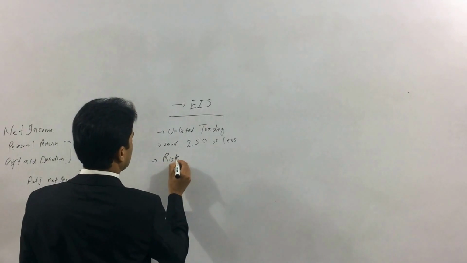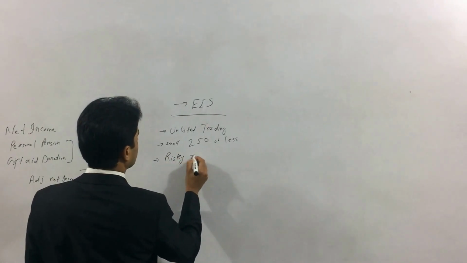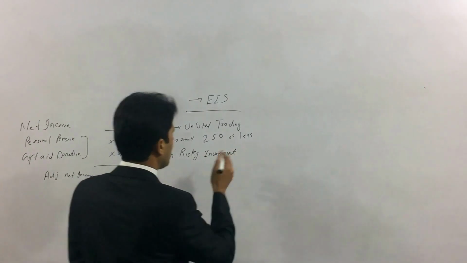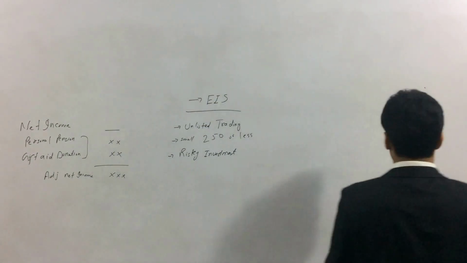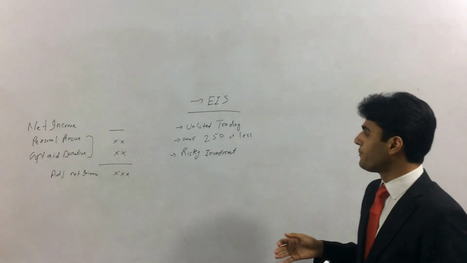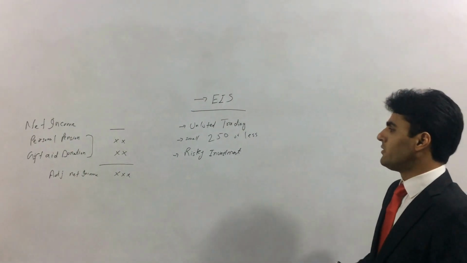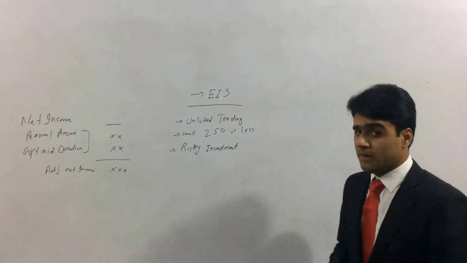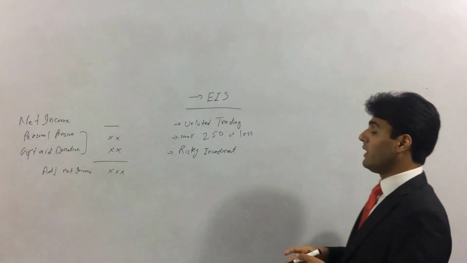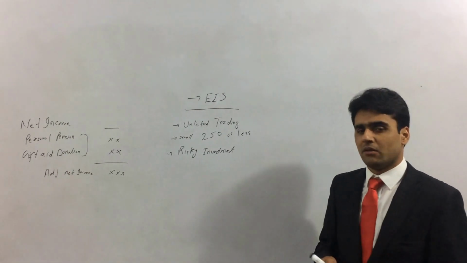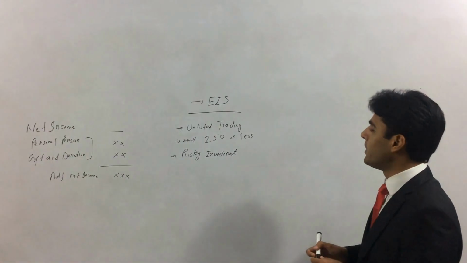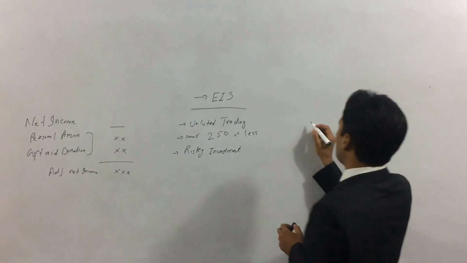It is a risky company or risky investment. Risky investment, because it is a small company, so I assume that it would be risky to invest money in. It is an unlisted trading company, a small company with less than 250 employees, and it is risky as well. Why would I invest in this company? What benefit is the government giving me? Yeah, the government is giving me some benefits.